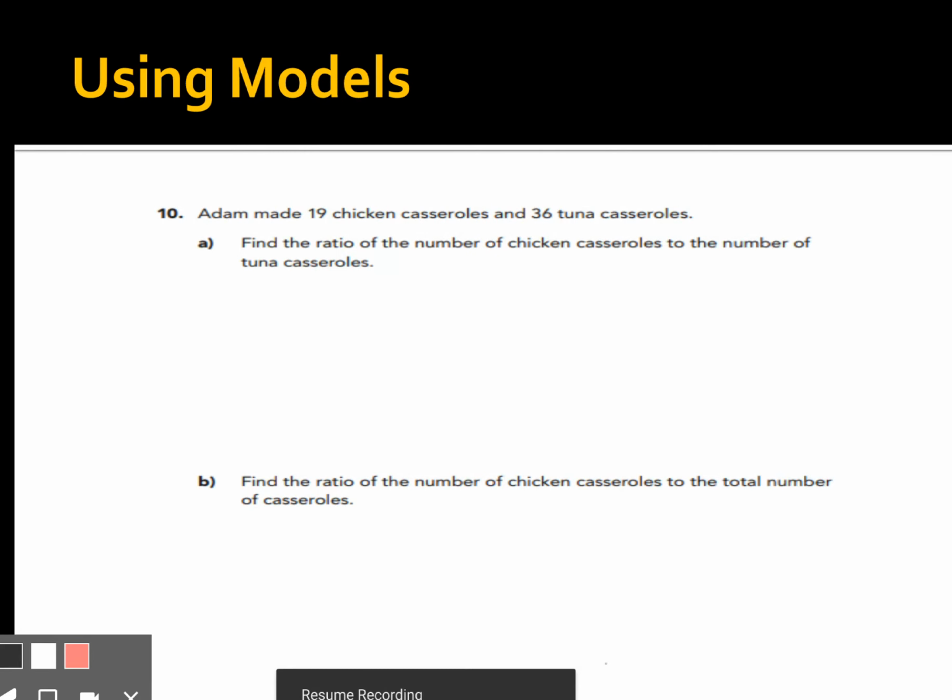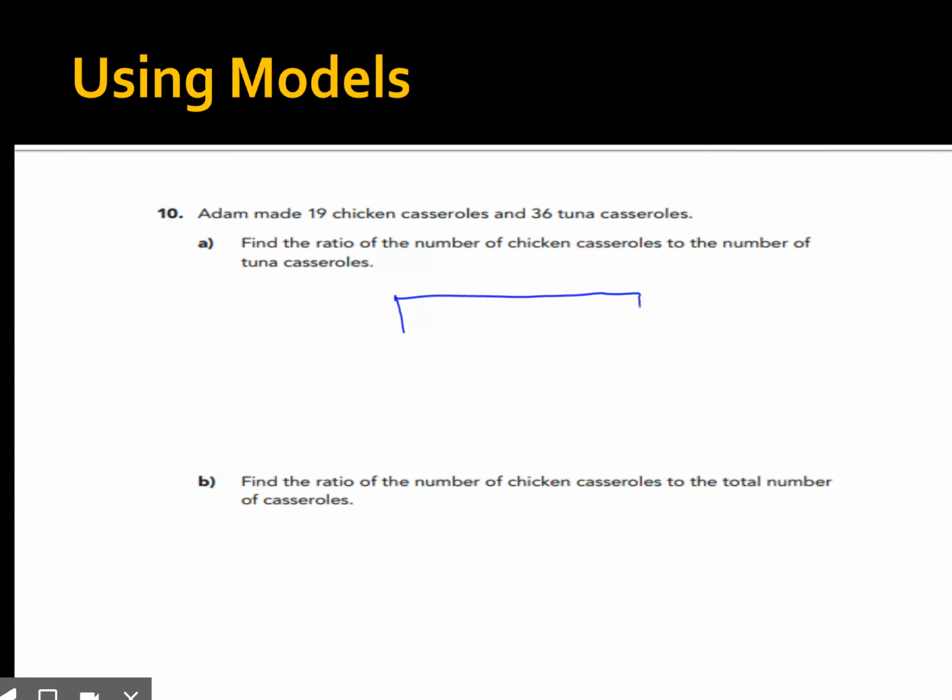All right, so let's do number 10 together. We have an example where we're talking about some casseroles. Adam made 19 chicken casseroles and 36 tuna casseroles. So right away, I'm just going to draw a little bar here to represent this. So we have chicken here, and that's 19, and then we have tuna, and that's 36. And this would represent the total. I don't know what that is at this time.